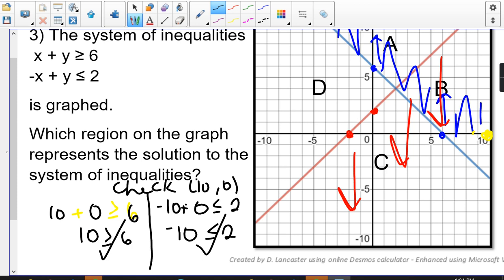So we know that we were right, that section B is the solution to both inequalities. So it's the solution to the system of inequalities because it worked for both inequalities.